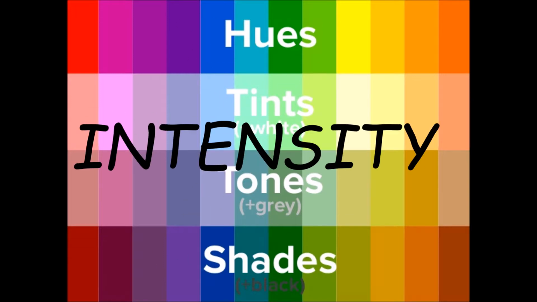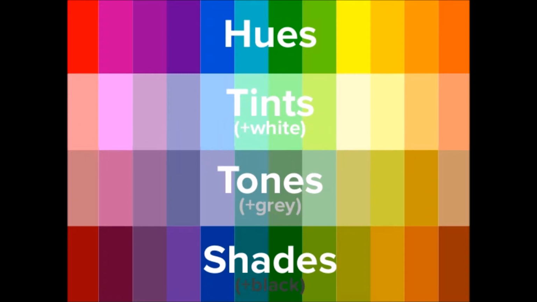The term intensity is used to describe the dullness or vividness of a color. Do you see the difference between the orange in the band labeled hue and the orange in the band labeled shade? Notice how vivid the one is compared to the other. This difference is the intensity of a color.